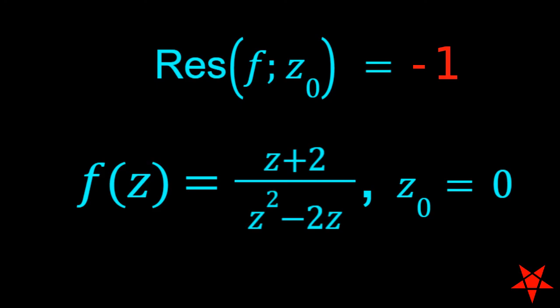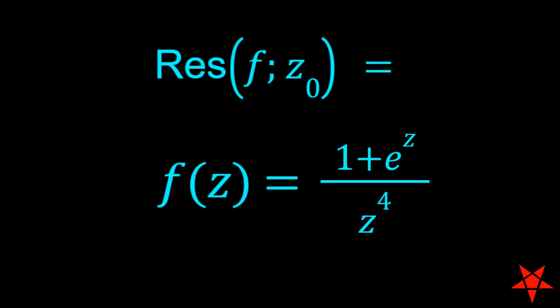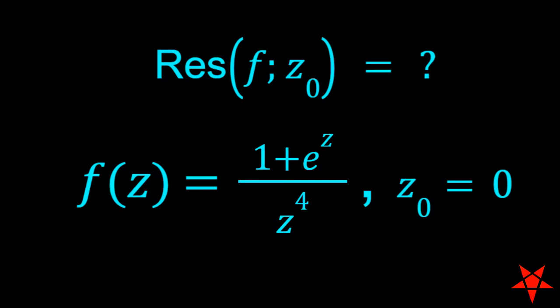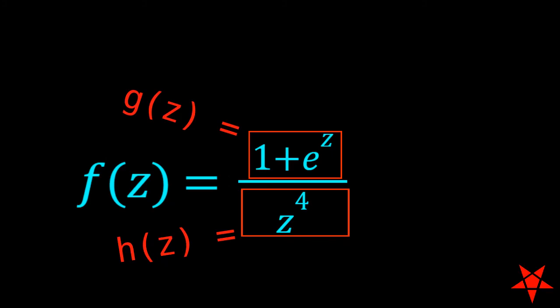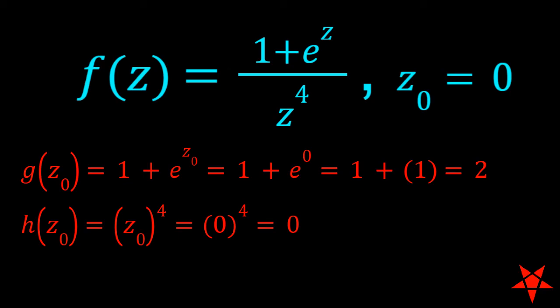Part D. Here we seek the residue of 1 plus e to the z divided by z to the fourth at z naught equal to 0. If we again break f of z into g of z and h of z, then we see that both g and h are analytic at z naught and that g of z naught is non-zero.